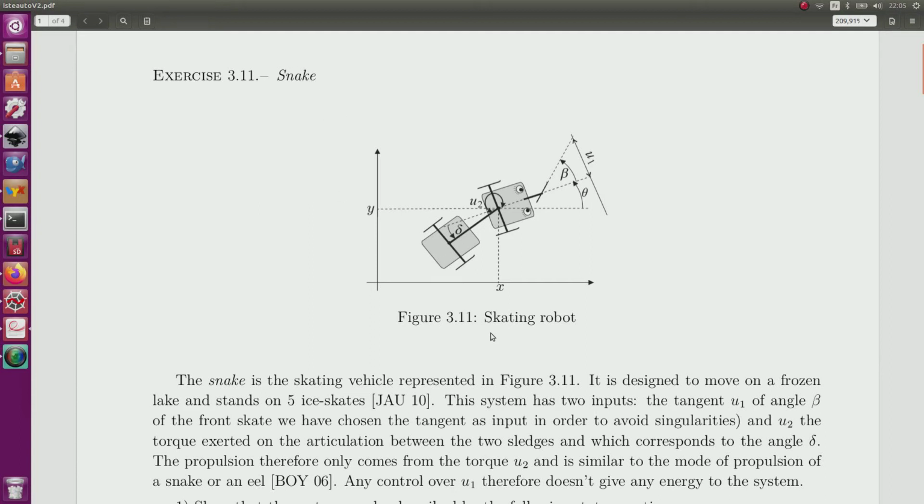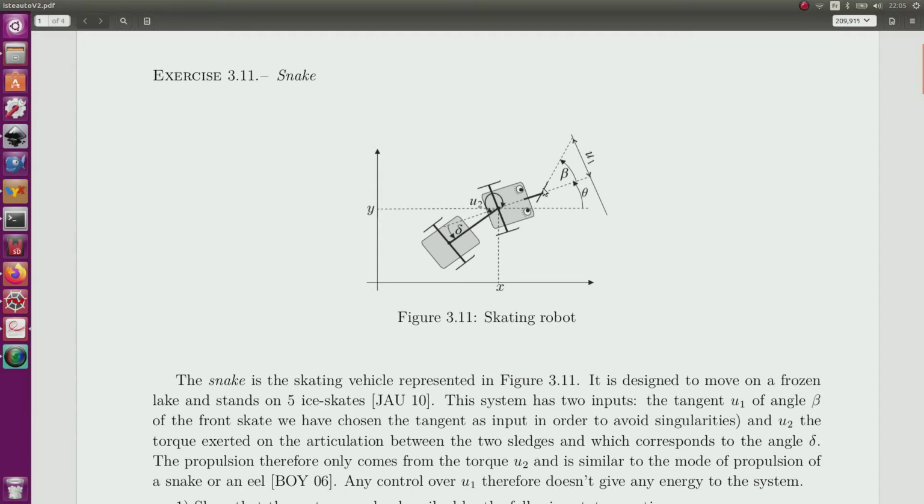Snake vehicle. A snake vehicle is composed of two sledges, the front one and the second one. We have two inputs on this system. The first one is U1. We can change the angle beta of the front wheel.